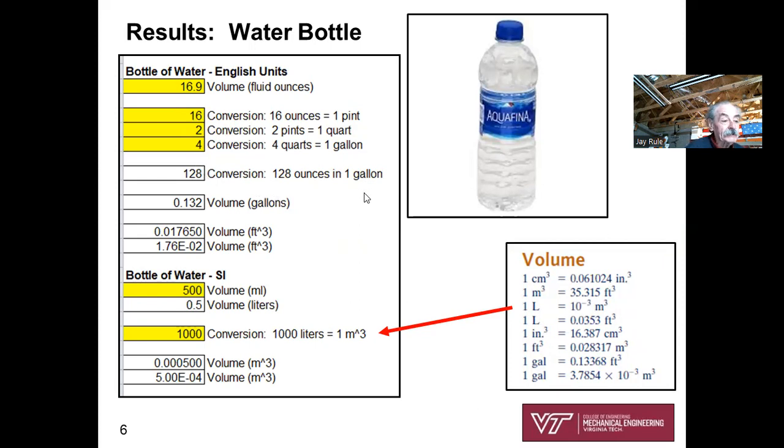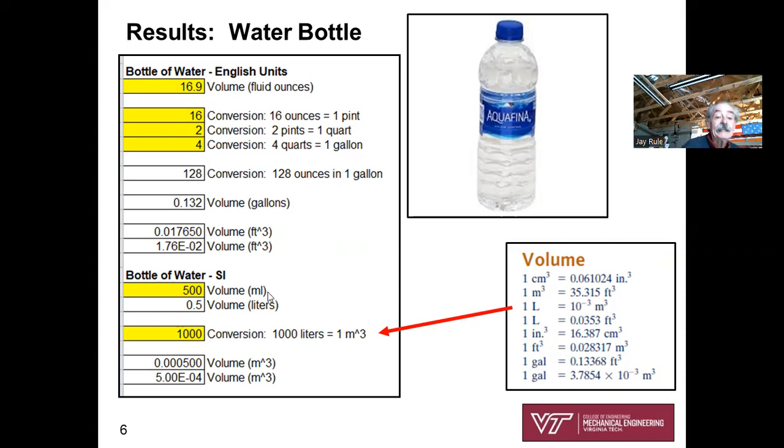128 fluid ounces in a gallon. And so we're going to do the math. That's our conversion factor. We're going to take 16.9 ounces divided by 128 to get a volume. This volume is 0.13 gallons. Okay. And also I read off the label that it was tabulated as 500 milliliters.